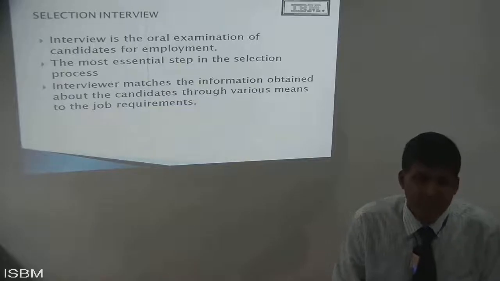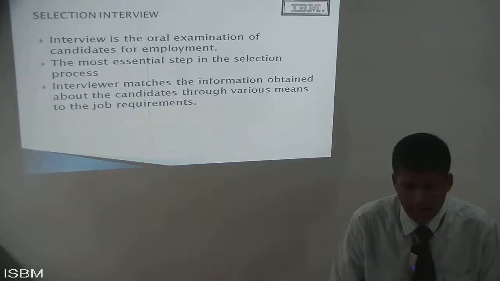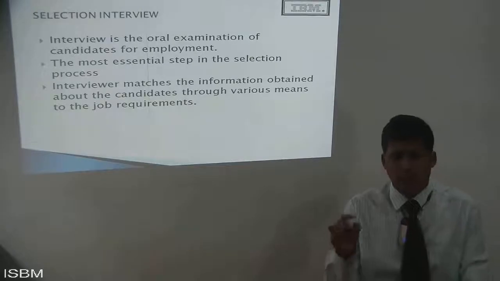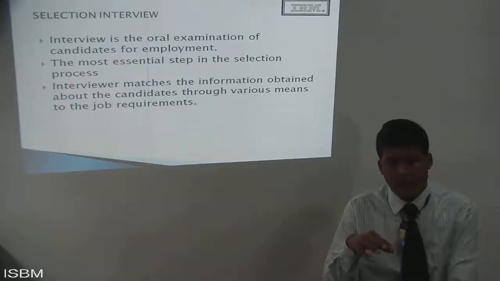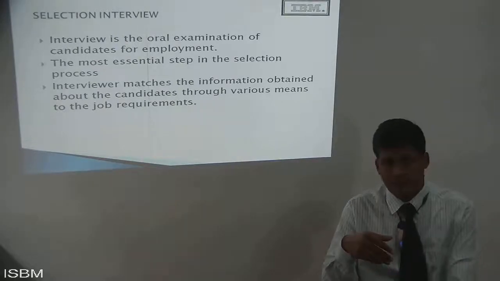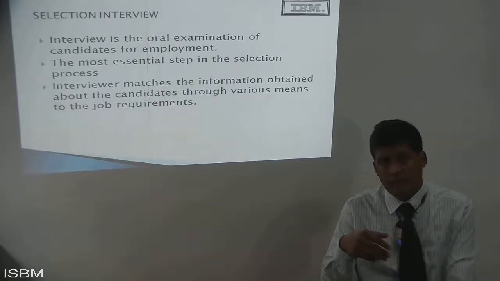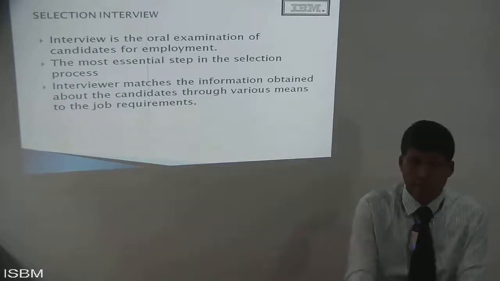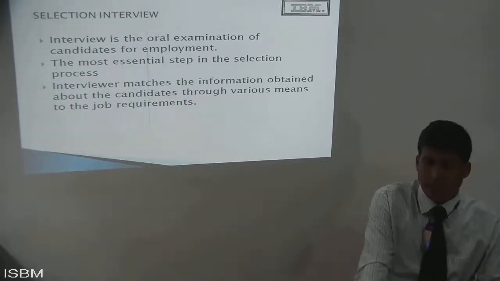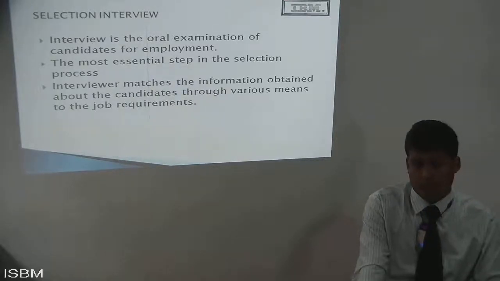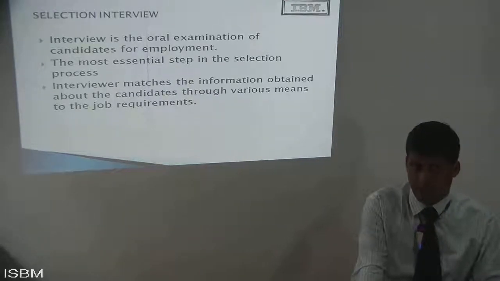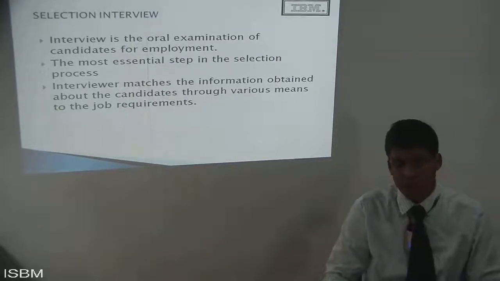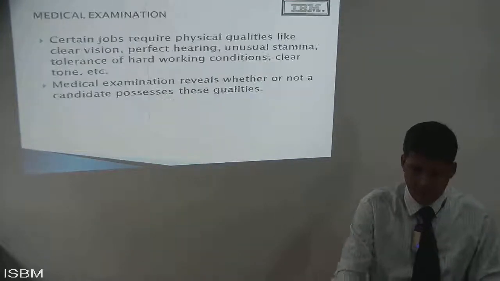Then comes the selection interview as such. Now, interview, as the name suggests, is an oral examination of the candidate for employment, where a dialogue happens between the company and the prospective employee. The most essential step in the selection process and most talked about in the entire recruitment and selection process, where the interviewer matches the information obtained about the candidate through various means against the job requirements. So a lot of discussion happens at this end.